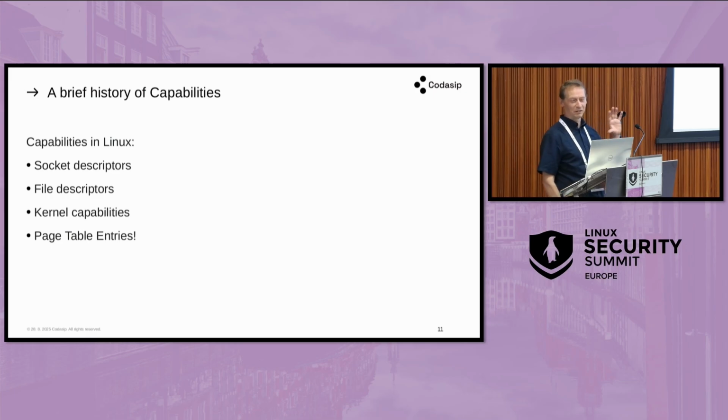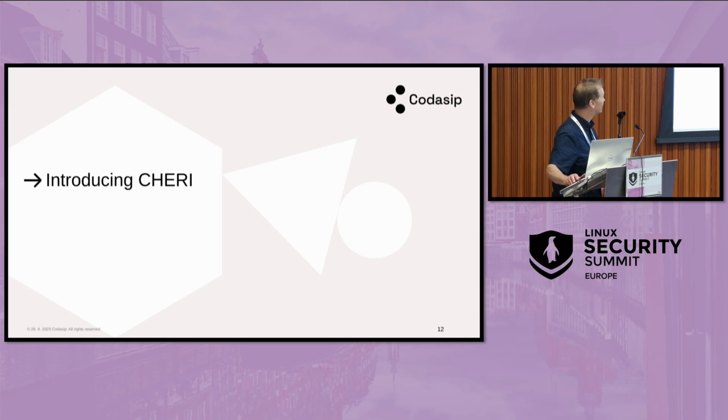You also see some vestiges of capabilities still in the Linux kernel. Socket file descriptors fit the capability model. You have something that you pass around that has rights associated with it. Kernel capabilities, maybe not so much what I would call a real capability, but we have them. You can even think of a page table entry as being a capability, because you have a reference to memory and associated permissions. So, again, in the broadest sense.